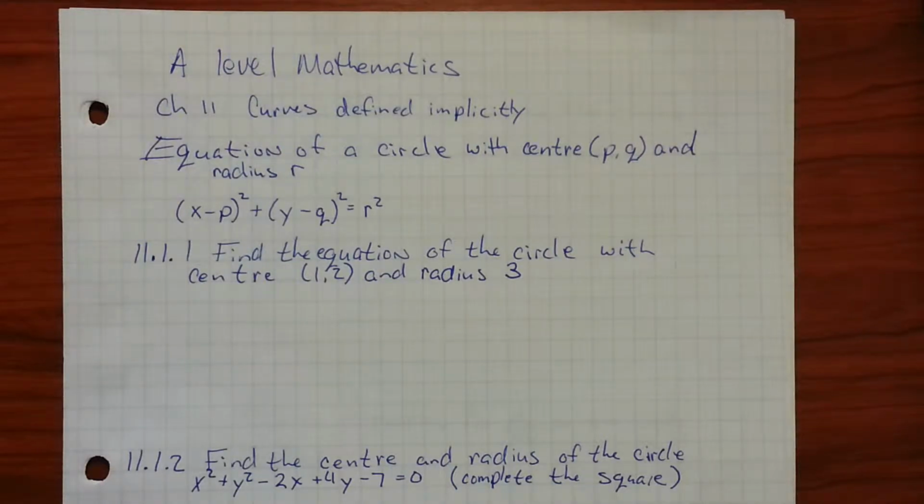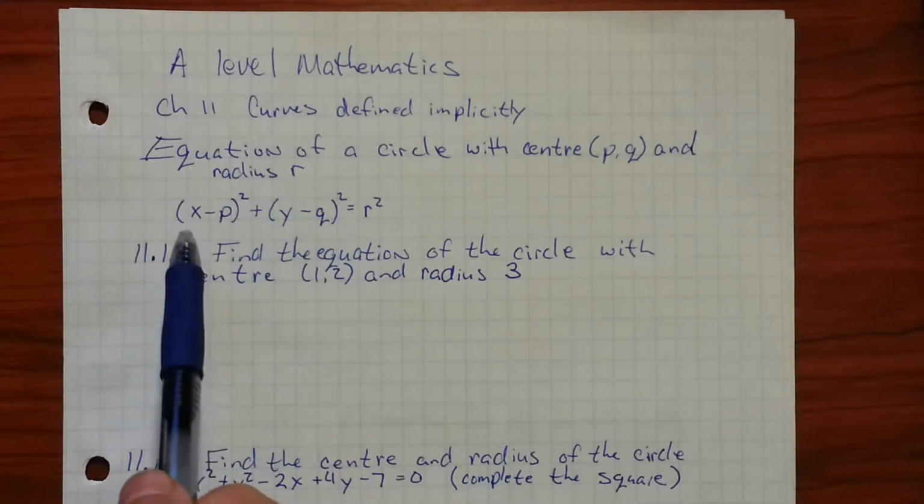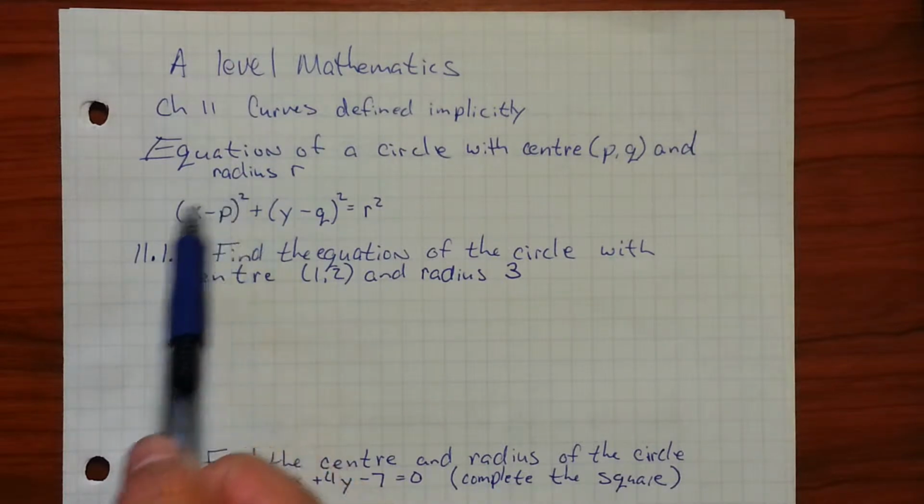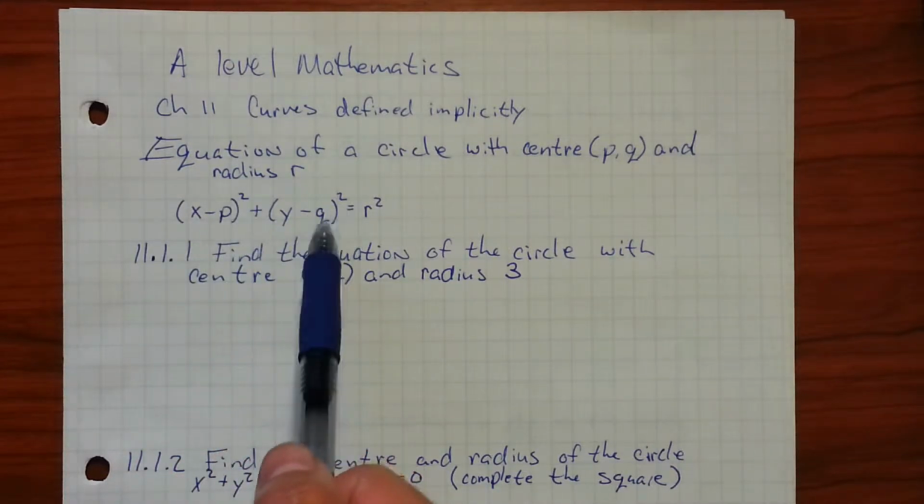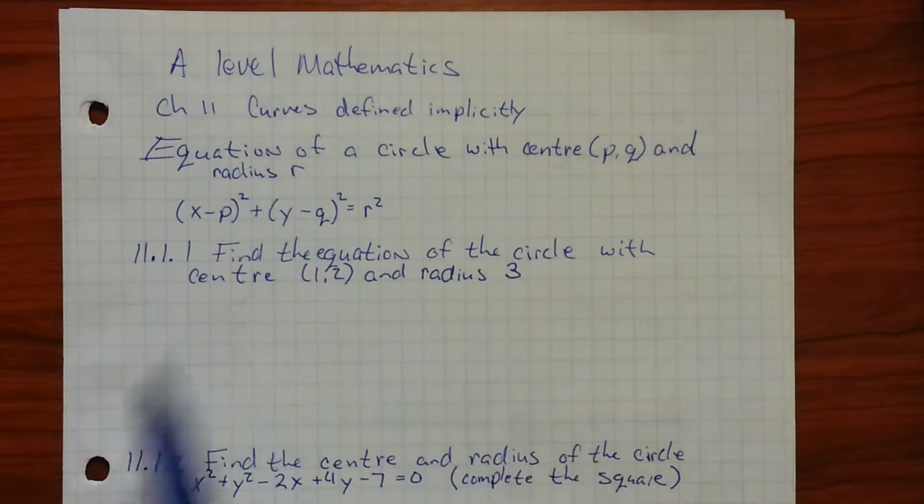This is A-Level Mathematics, Chapter 11, Curves Defined Implicitly. So let's start with the equation of a circle with the centroid of (p, q). So p is my x value, q is my y value, and a radius of r. This is going to be the standard notation of a circle, where I have (x minus p) squared plus (y minus q) squared is equal to r squared.